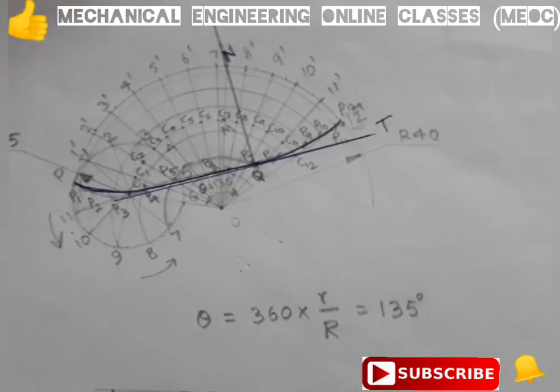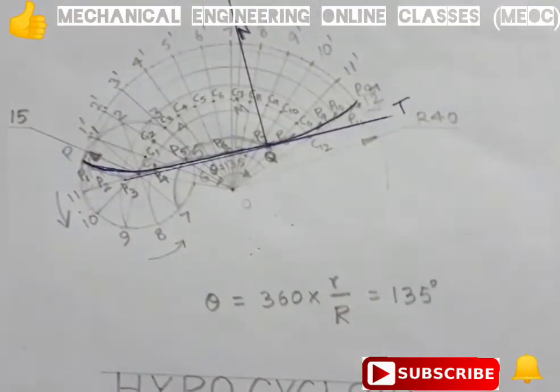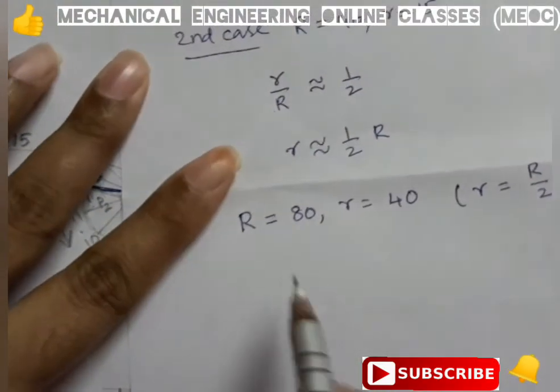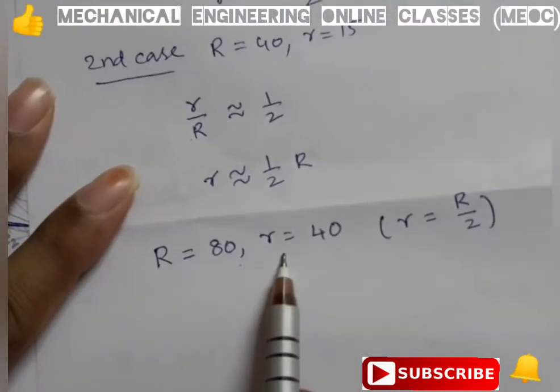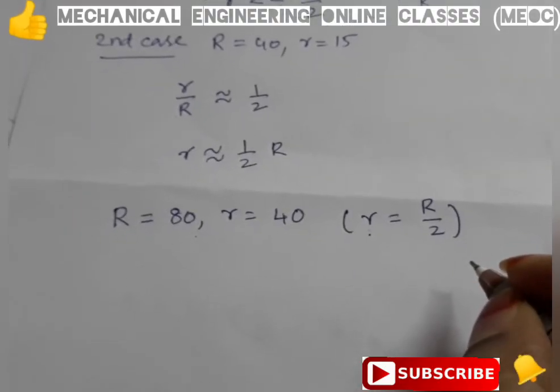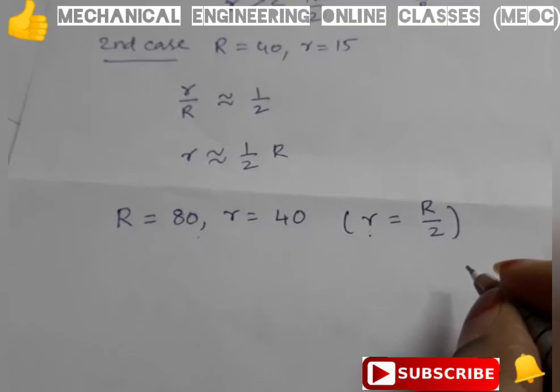Now I want you to draw a hypocycloid with the dimensions capital R is equal to 80 mm and small r is equal to 40 mm, such that small r is exactly equal to half of the capital R, and comment me the result.